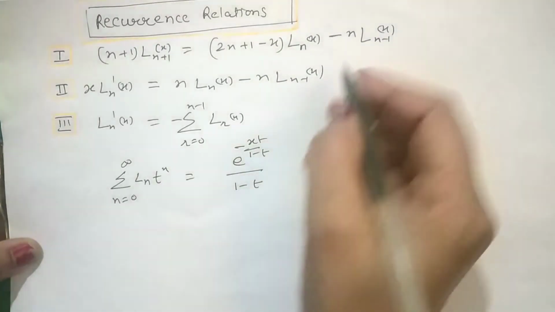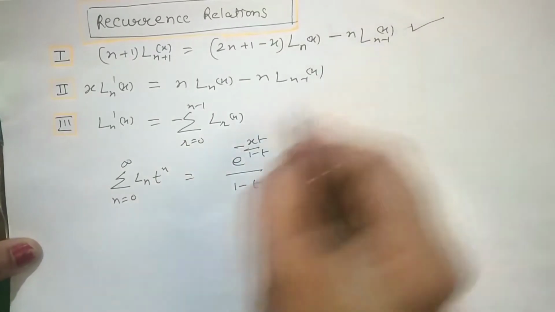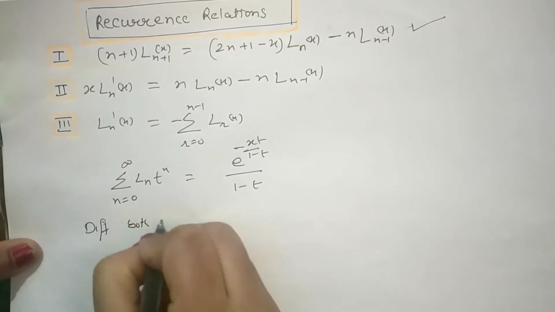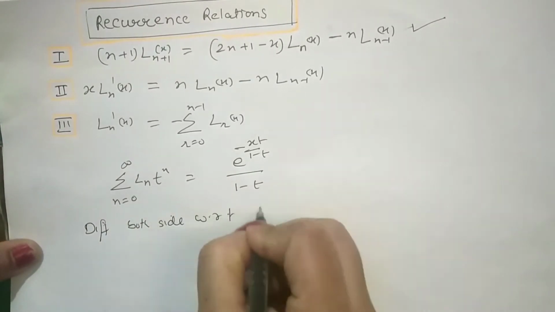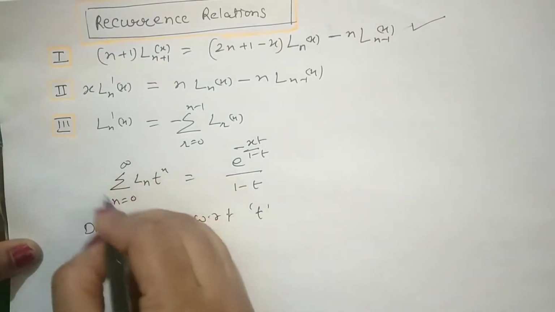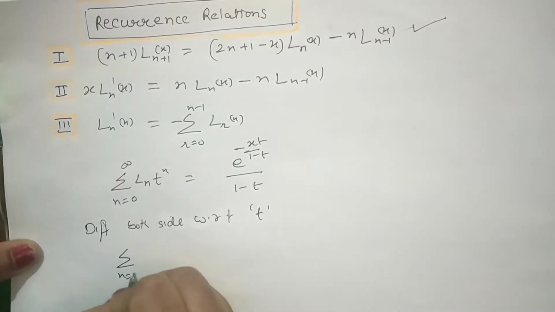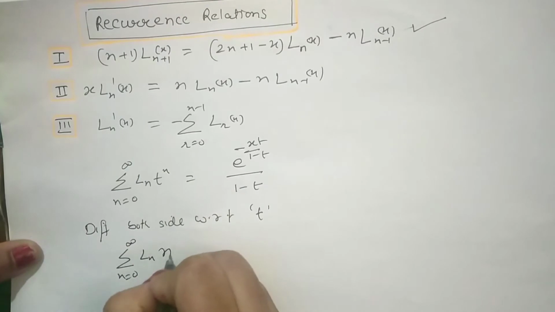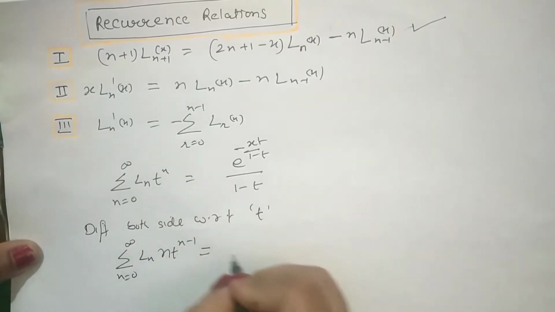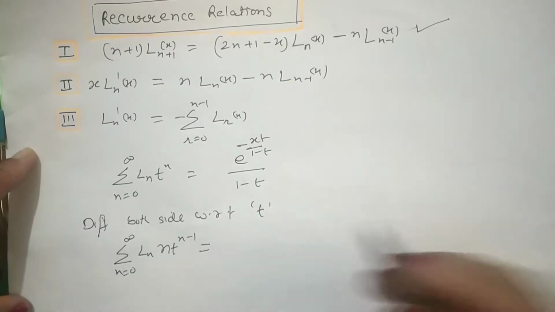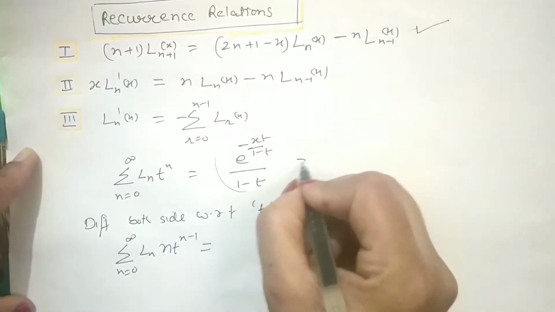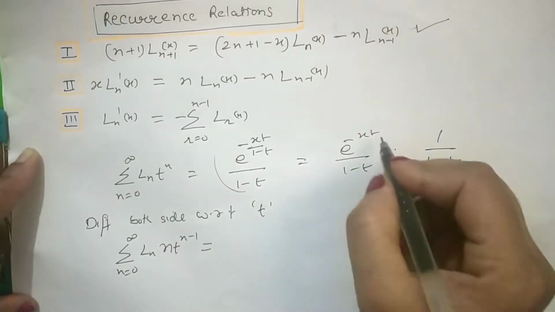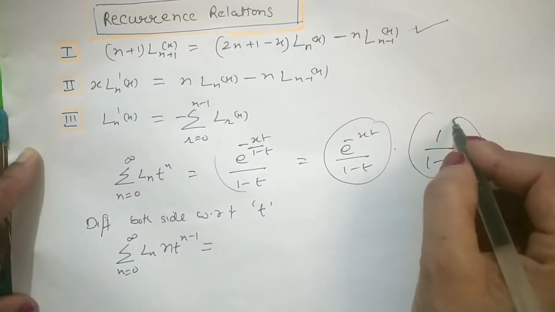What we have to do to get this first recurrence relation, we have to differentiate both sides with respect to t, right? If we differentiate this relation with respect to t, then we'll get L_n as it is, because it is a function of x. The derivative of t raised to power n is n t raised to power n minus 1. On the other hand, the derivative of this function, it contains two terms of t, so here we will use the product rule of differentiation with respect to t.